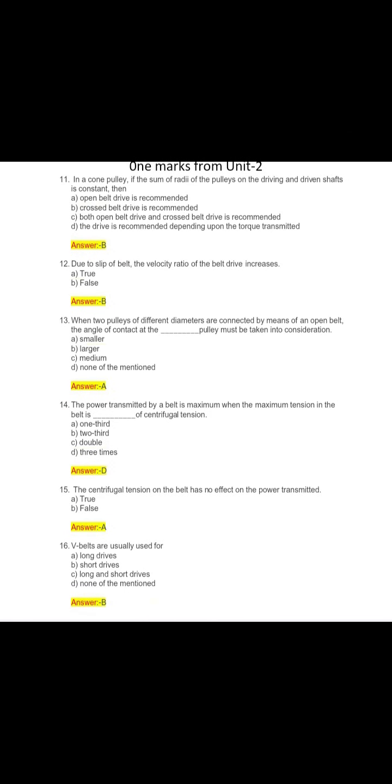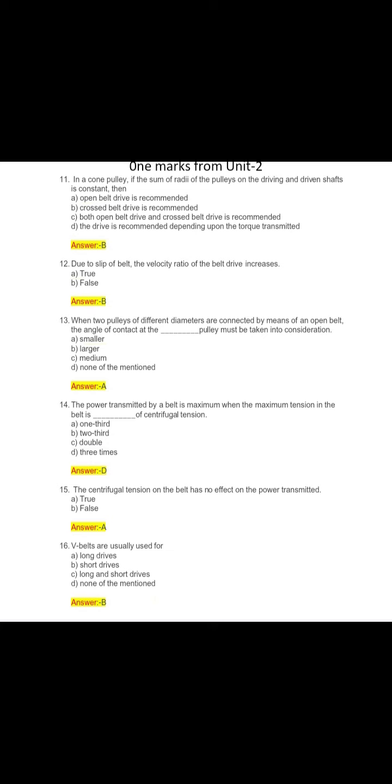Next question: in a cone pulley, if the sum of radii of pulleys on the driving and driven shaft is constant, then cross belt drive is recommended. Option B. Next question: due to slip of the belt, the velocity ratio of the belt drive increases. It is false. Due to slip, the velocity ratio decreases is the answer.